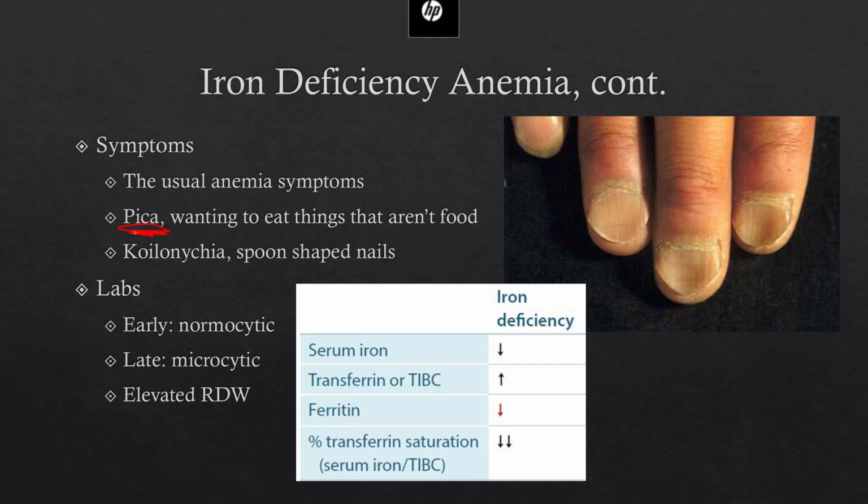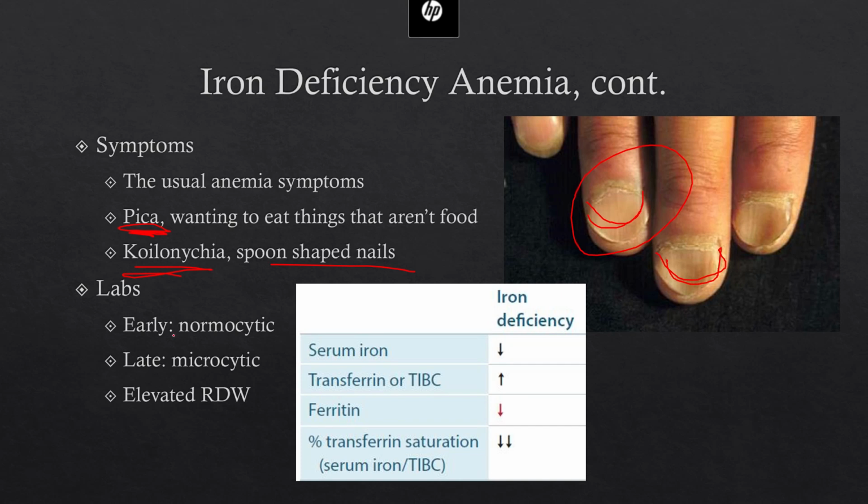So the classic vignette you'll see on the boards as far as pica and IDA is somebody with iron deficiency signs, but that also has been eating a lot of ice chips lately. Ice chips, as we know, have no nutritional value, but that's a sign of pica in these cases. And also koilonychia. This is not as common. It takes a long time for this to happen, but koilonychia is spoon-shaped nails, and that's what this picture is right here. You can see that these nails really have that scooped out appearance, and this picture is kind of an exaggeration, but this is the general appearance of koilonychia.